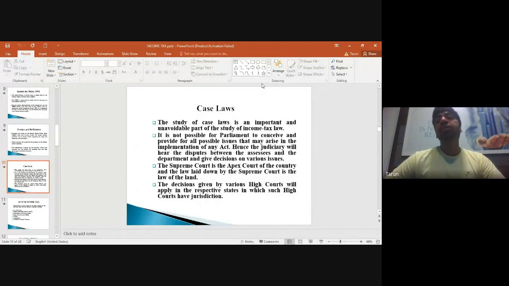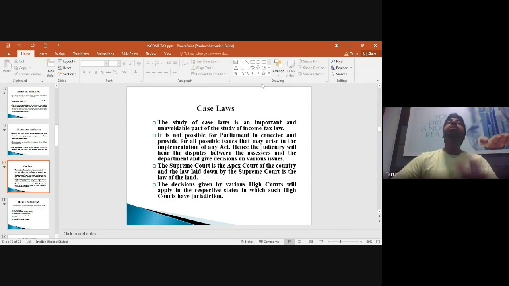So as I told you, the Supreme Court is the apex court, and whatever decision has been taken by the Supreme Court is always applicable all over India. The decisions given by the High Courts are always applicable within the states only, and that particular decision is to be followed in that particular state.